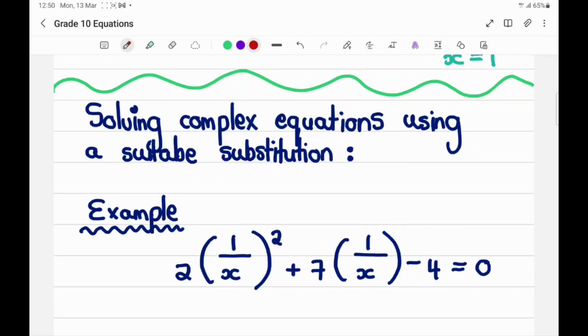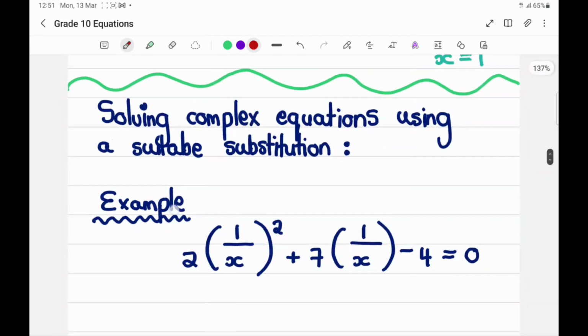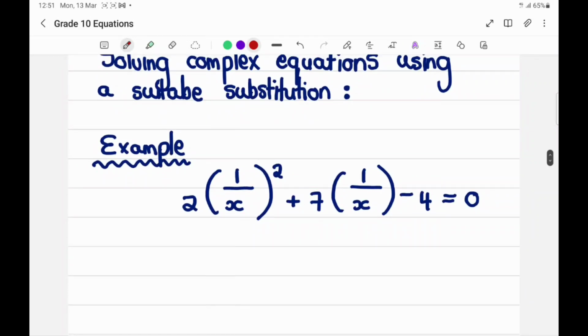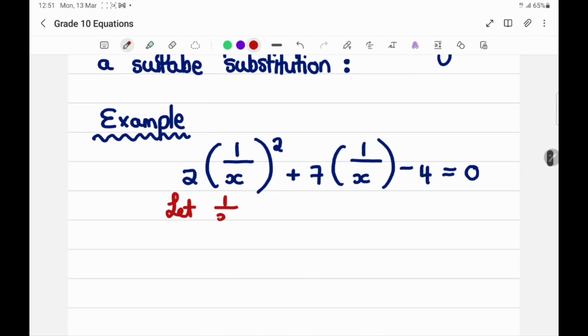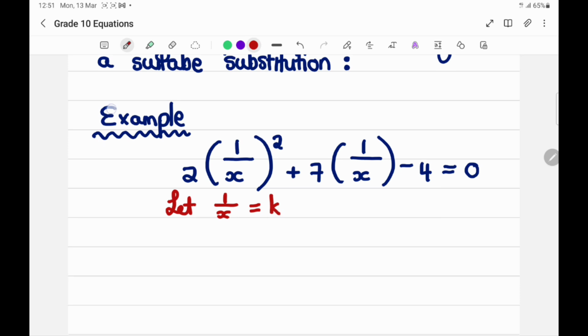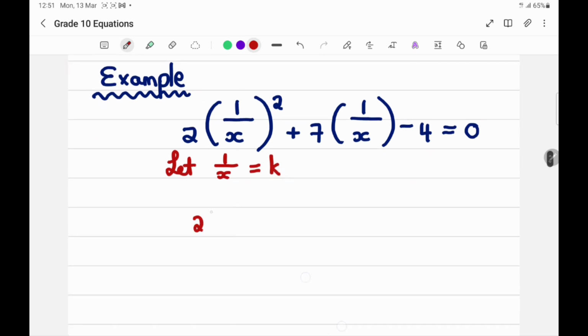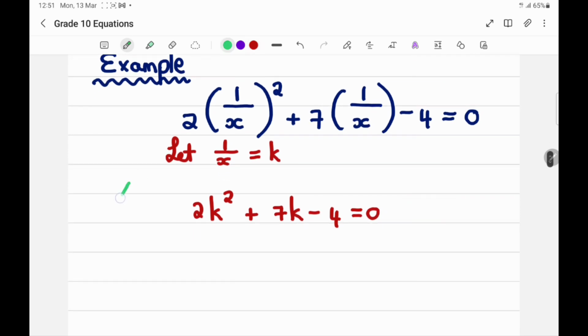Alright, let's quickly look at solving complex equations using a suitable substitution. And I hope by now you know that suitable substitution, we call that the K method. Okay, so over here, we're just going to replace that 1 over x with a K. So we're going to say, let 1 over x equal k, and then we're going to have 2k squared plus 7k minus 4 is equal to 0.